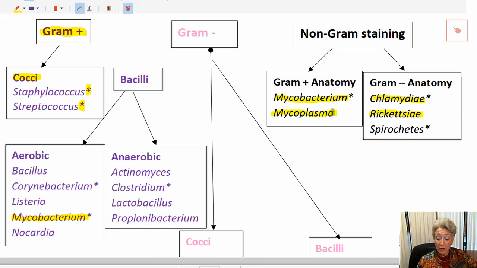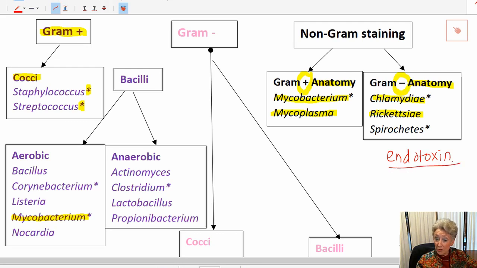Mycoplasma, because it doesn't have a cell wall. Mycobacterium, because, as you know, it's very waxy. But they still have an underlying anatomy that makes them either more closely allied to a gram-positive or to a gram-negative. And if you remember, the key thing about that distinction is that my gram-negatives have endotoxin because of the fact that they have an outer membrane.